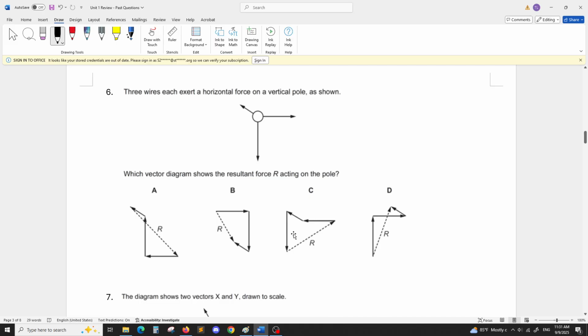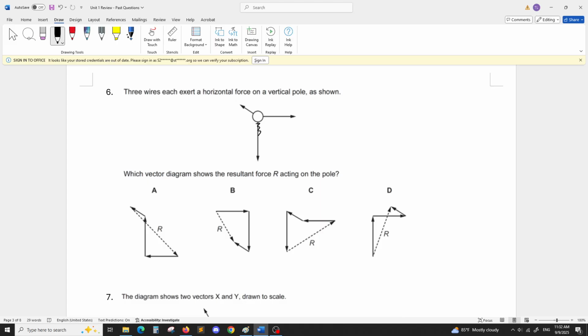Okay. So now, 3 wires exert a horizontal force on a vertical pole as shown. Which vector diagram shows the resultant force R acting on the pole? So when you're calculating the resultant force, we have to add up the vectors. In this case, it's a little bit hectic since we have 3 vectors instead of 2. But not to worry. Let's take each vector one at a time.